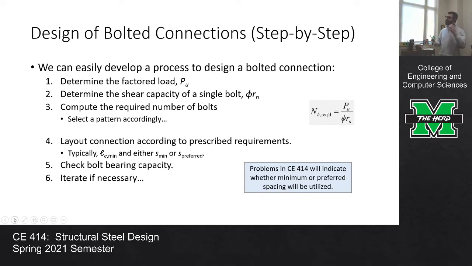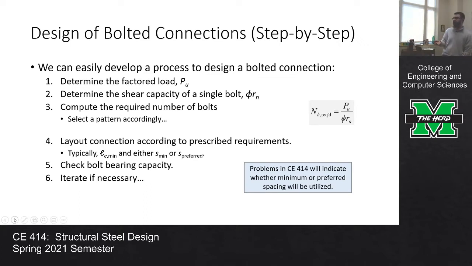And the thing is, connection design for the types of connections that we're talking about right now is pretty simple. First off, we determine the factored load. If we have a member lapped to another member and we're yanking on it in tension, the first thing we do is figure out how much load we have to deal with. So maybe that's factored load 1.2 dead plus 1.6 live. Let's say that's 200 kips.